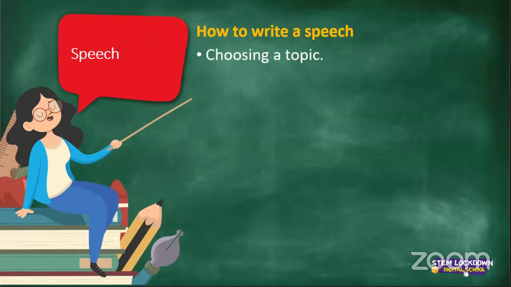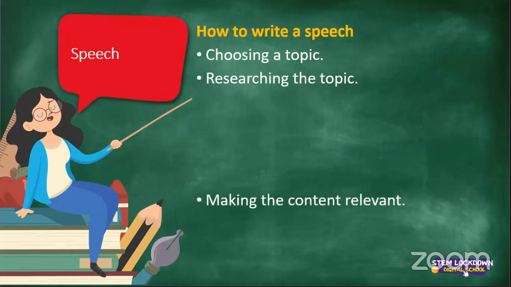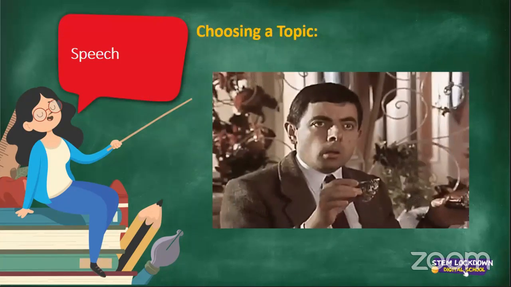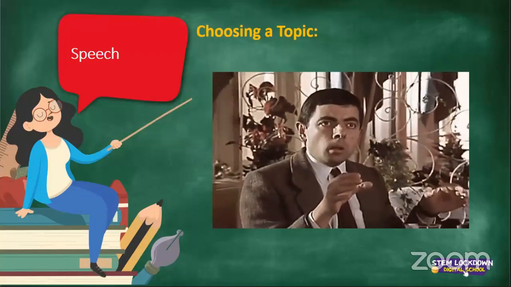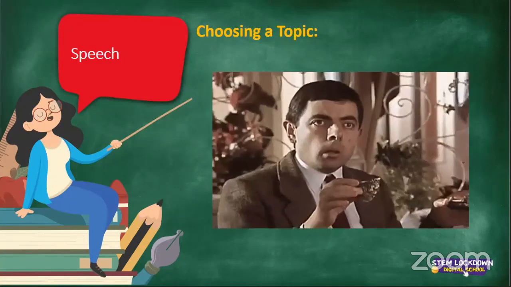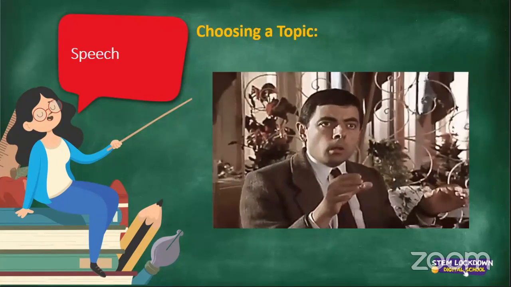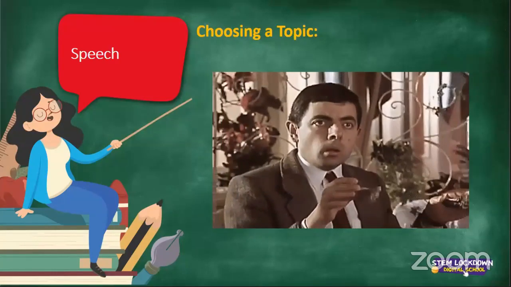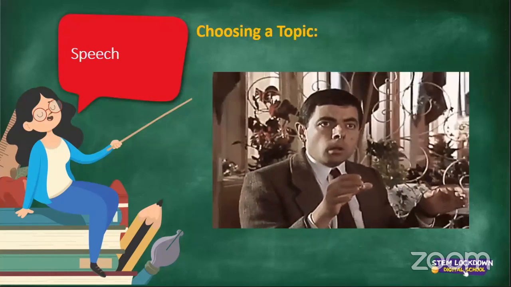When you're writing a speech, here are the most important things to consider: choosing a topic, researching the topic, making the content relevant, and writing the speech. Before you start writing your speech, it is always important to choose the right topic. I know a lot of you got the shock of your lives when I spoke about choosing a topic. Choosing a topic is not easy, because you don't really know which topic to pick and if the topic is right for you.